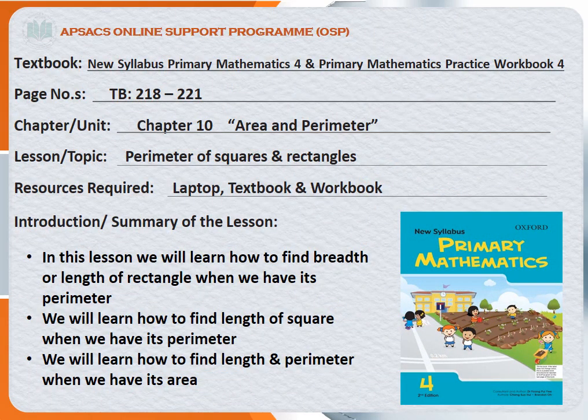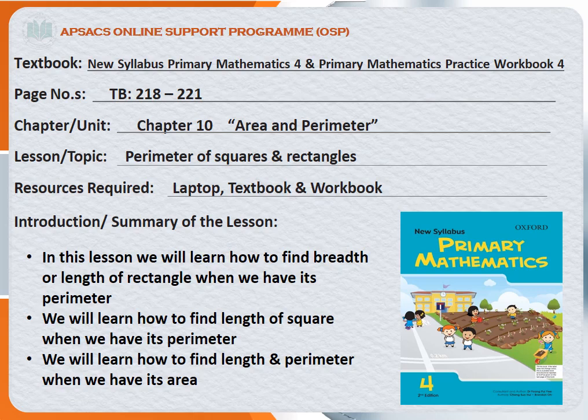Textbook, New Syllabus Primary Mathematics 4 and Primary Mathematics Practice Workbook 4. Page number 218 till 221. Chapter 10, Area and Perimeter. Topic is Perimeter of Squares and Rectangle. This is the same topic which we have learned in OSP Round 2. Resources required: laptop, textbook and workbook.